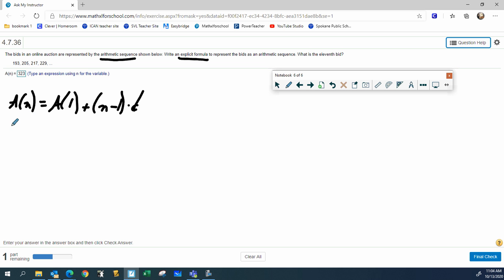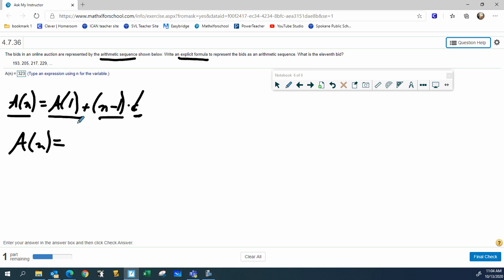A of n represents the value of the sequence for the nth term. So for any term that we're looking for, we're going to plug it in. A of 1 is the value of the first term. n minus 1 is just saying take whatever term number we're looking for and subtract 1 from it. And this d value here is the difference between terms. And so we need to identify those as we create this sequence.